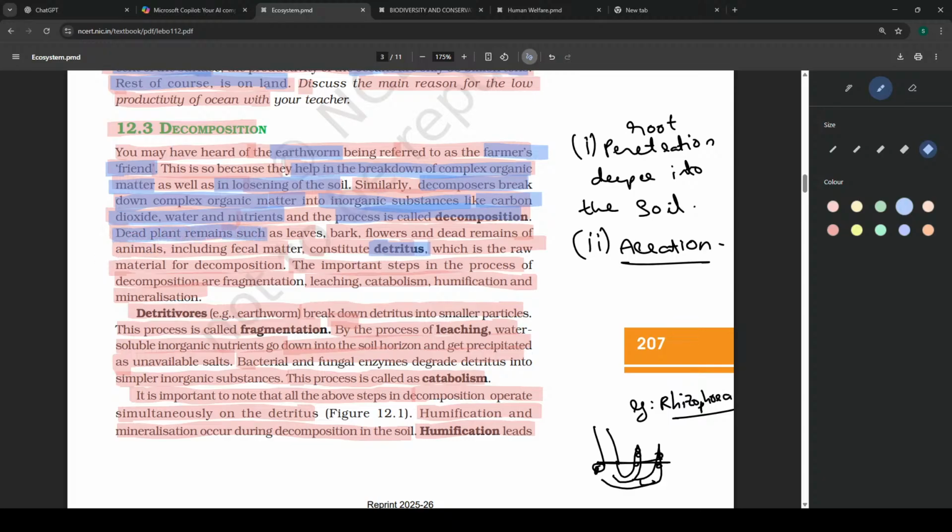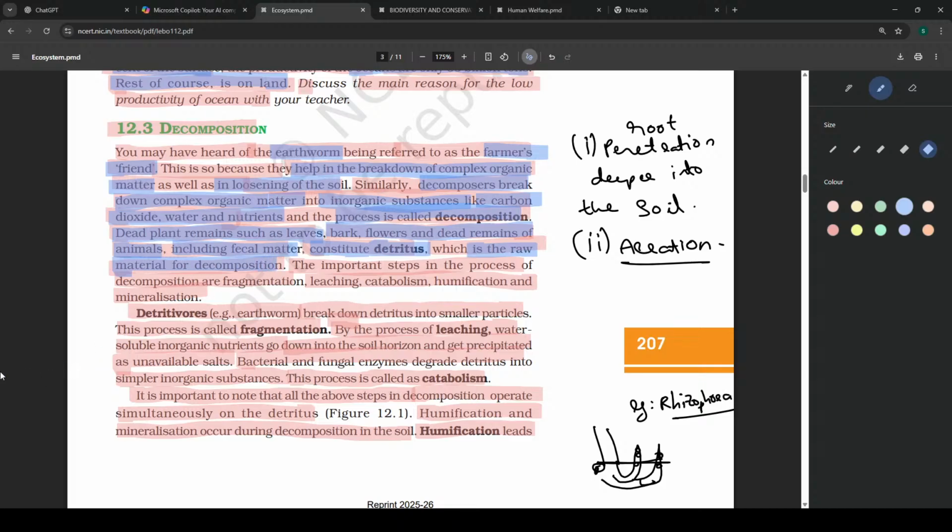Dead plant remains such as leaves, bark, flowers, and dead remains of animals, including fecal matter. These constitute the detritus. It's important to remember the meaning of detritus. It is the raw material for decomposition.